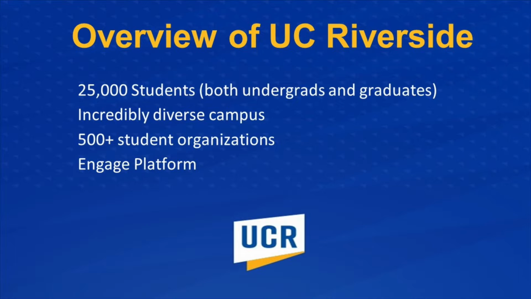So let's dive in. To start us off, I wanted to give a brief overview of the University of California Riverside and what our campus is like. We have just over 25,000 students consisting of both undergrads and graduates. It's an incredibly diverse campus with over 500 student organizations. We manage all of these groups on our engagement platform, Engage.